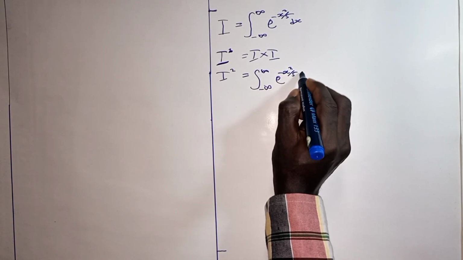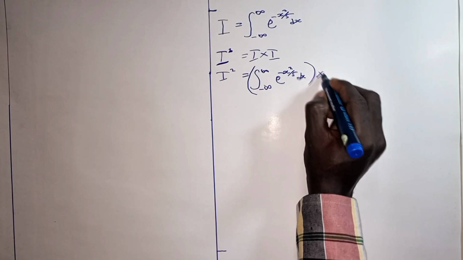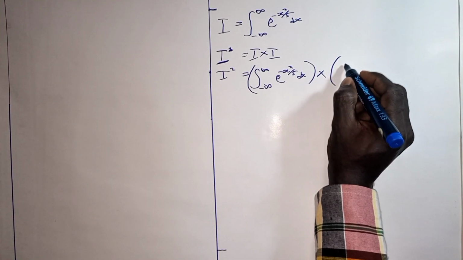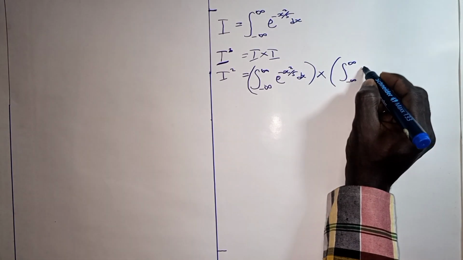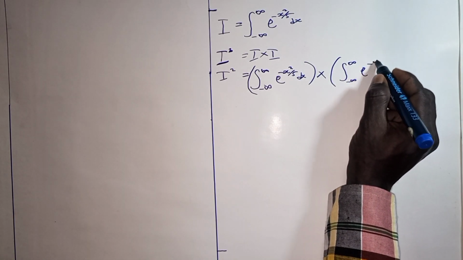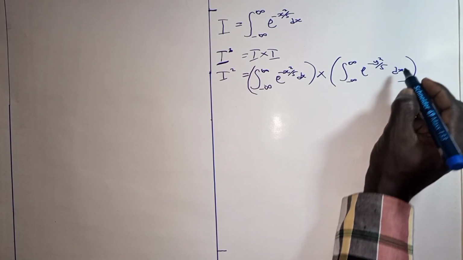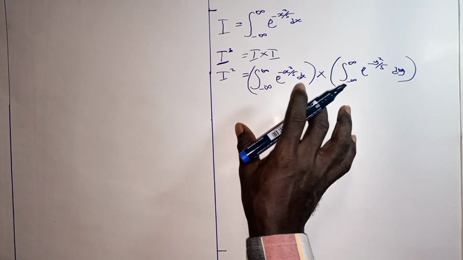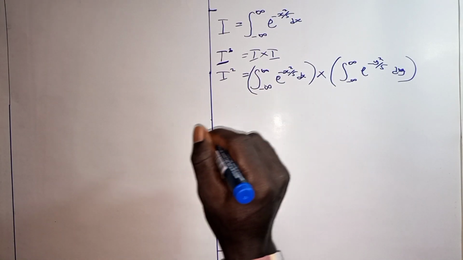Square over 5 dx, times another integral, the same integral. Let's call this variable y instead of x. So y squared over 5 dx dy. So we'll be using this approach to evaluate for I.